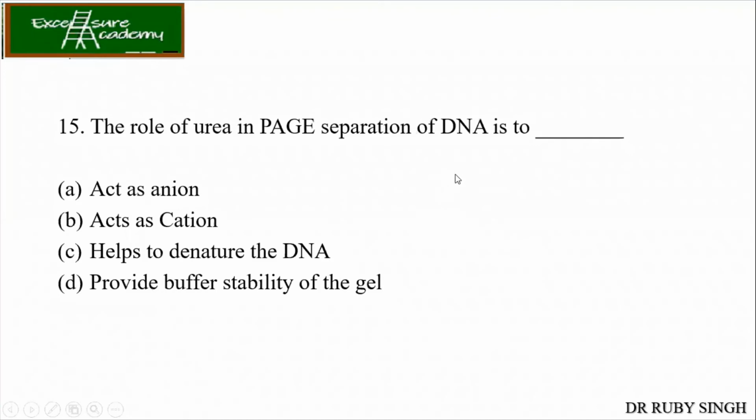The role of urea in PAGE separation of DNA is to dash. So this is a very obvious answer because urea is always used for the denaturation purpose. It is always used to denature either the protein or the DNA. So here also in this case, the answer is it helps to denature the DNA.